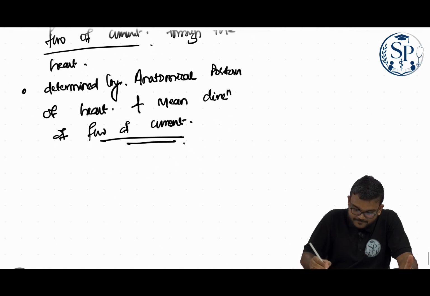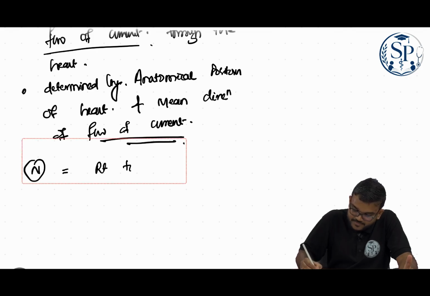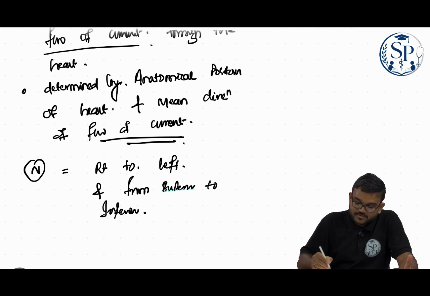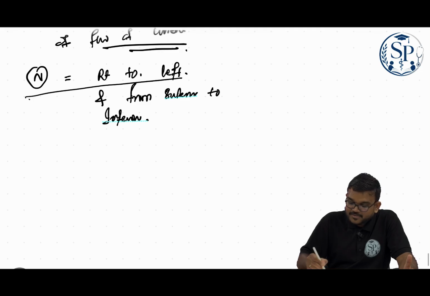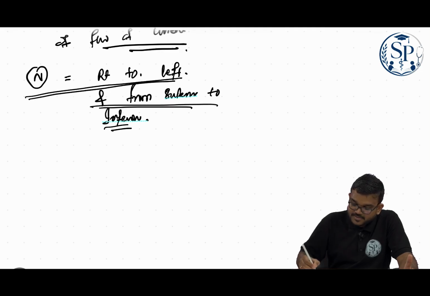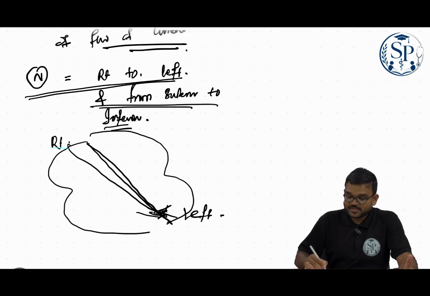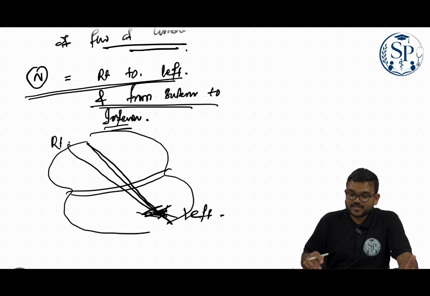Normally, the electrical axis is from right to left and from superior to inferior. Okay, normally the electrical axis is in this direction, from superior to inferior and from right to left side, depending upon the position of the heart. Suppose this is the heart, then it is from right to left side.